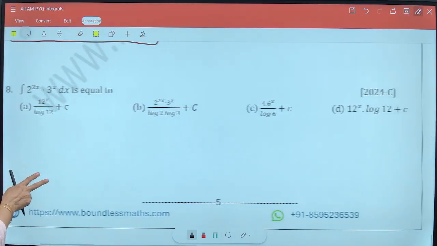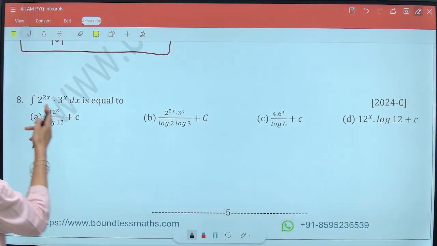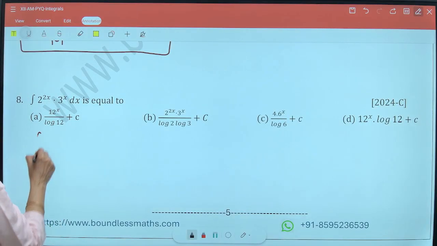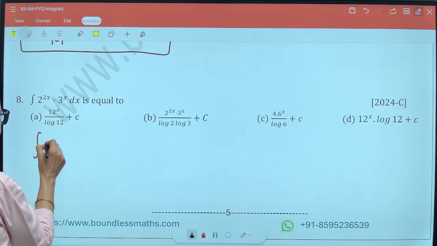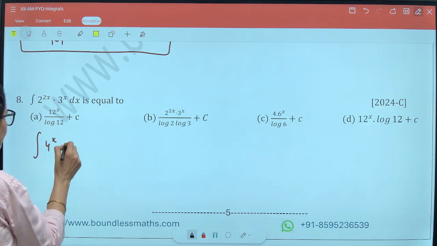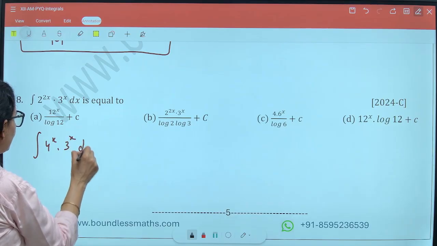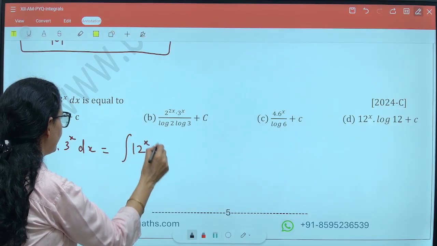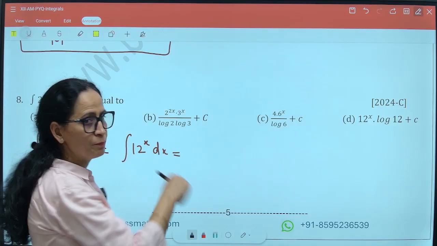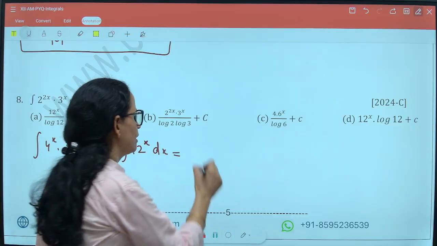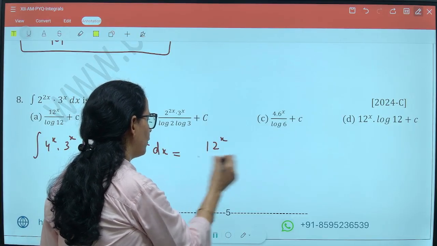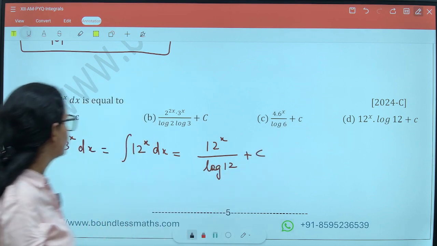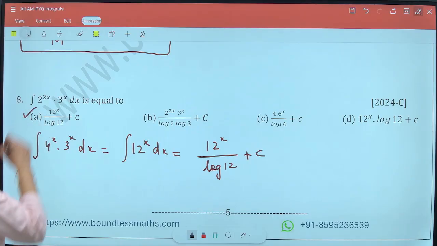Next question, again an MCQ, and this is very easy. If you look at the question, the bases are constants, so easier to evaluate. 2 to the power 2x can be written as 2 square is 4, 4 to the power x into 3 raised to power x dx. So that becomes 4 into 3, 12, integral of 12 to the power x dx. What is the integral of a to the power x? A to the power x upon log a, and then plus C, constant of integration. So that means option A is the correct answer.